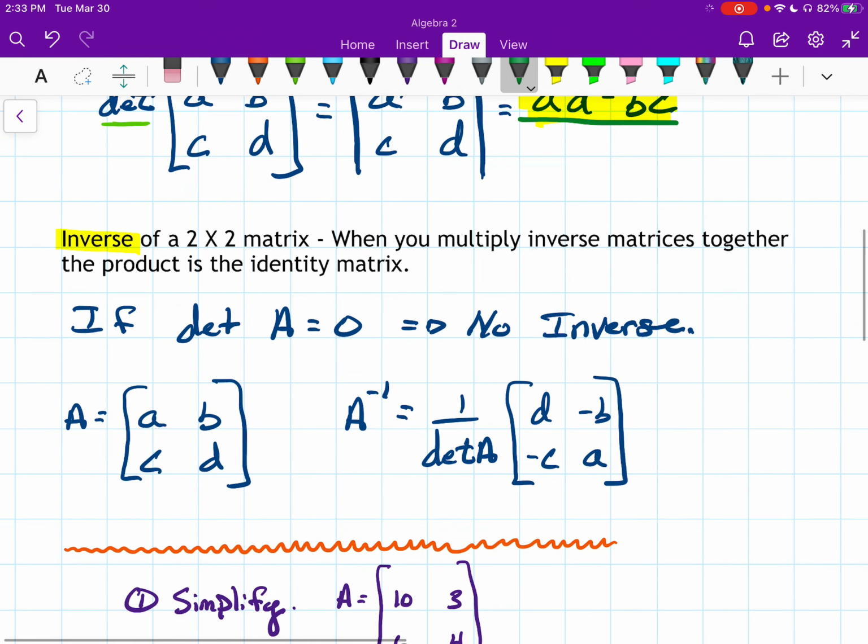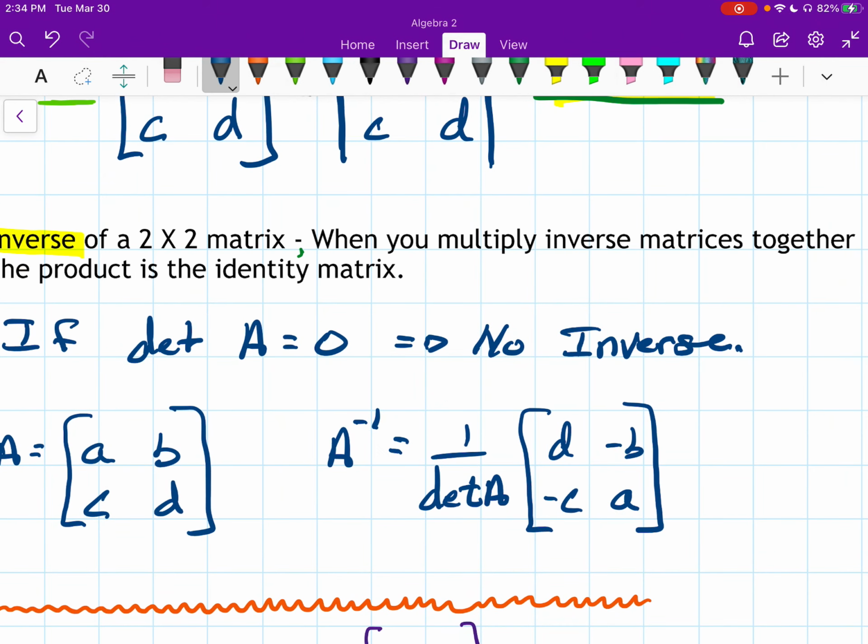The inverse of a 2 by 2 matrix. A note about it is that when you multiply inverse matrices together, the product is the identity. The way to think about that is if you have x and x inverse, right? X to the negative 1 is really 1 over x, right? But if we take x times 1 over x, we get 1, right? X times 1 over x, you get 1. That's the way to think about this.